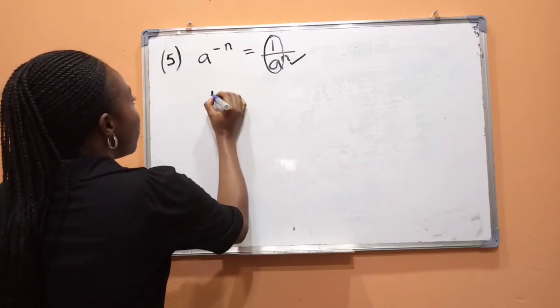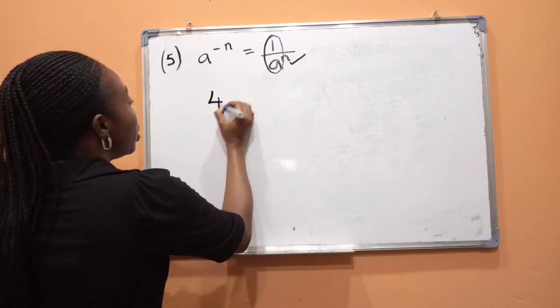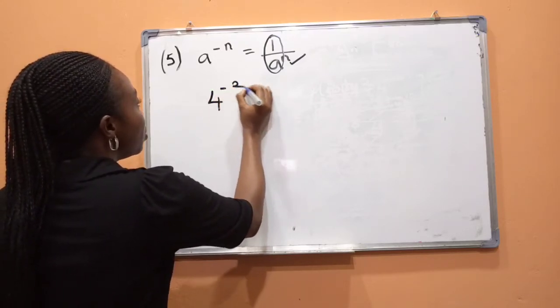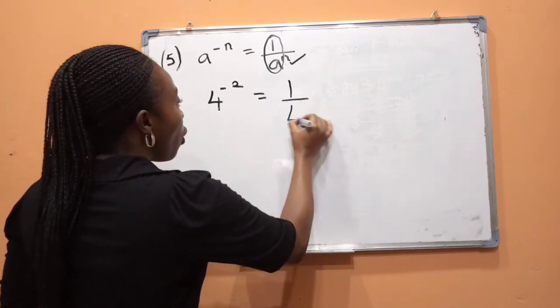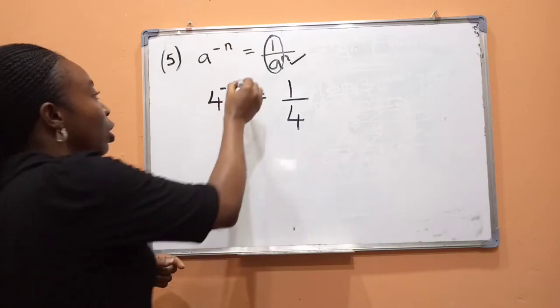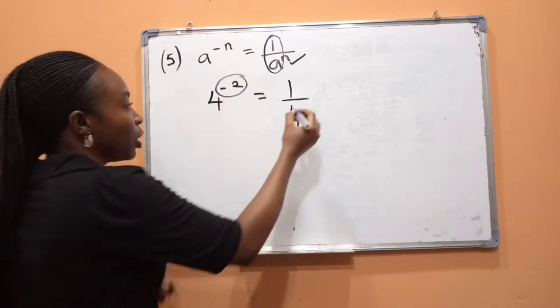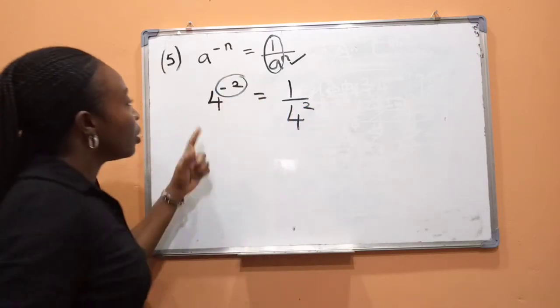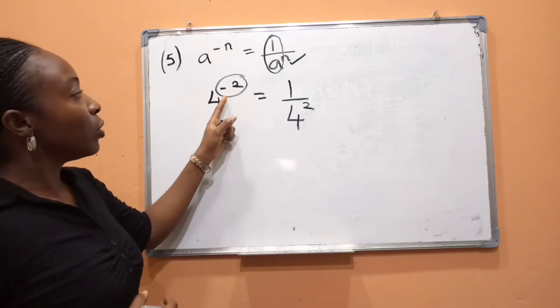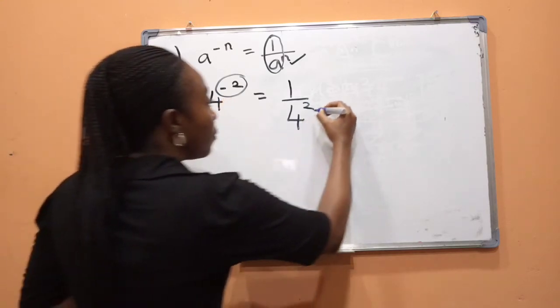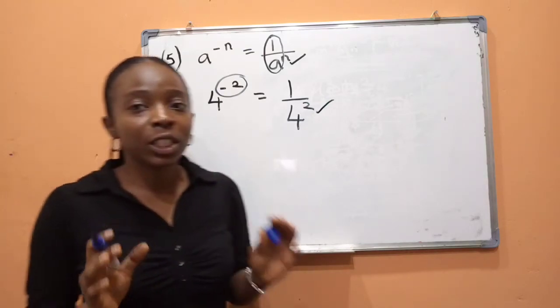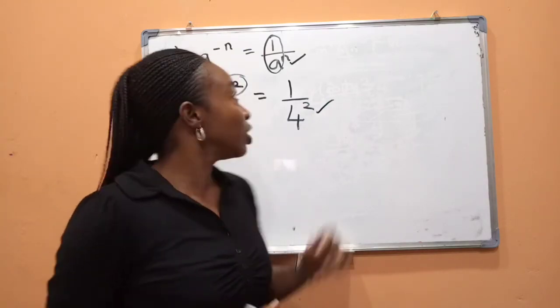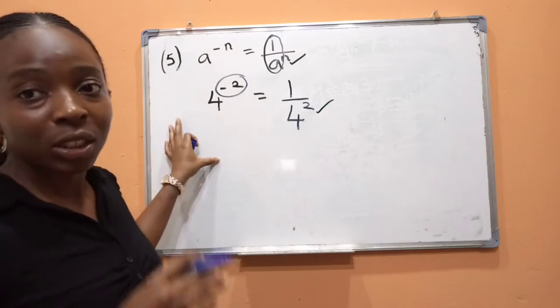So let's take a look at an example. If we have 4 raised to the power of minus 2, okay, it's going to be 1 over 4. Remember, this becomes what? Positive, okay? The inverse of minus is plus. So that's why we have a positive 2 here. So it's absolutely easy, guys.